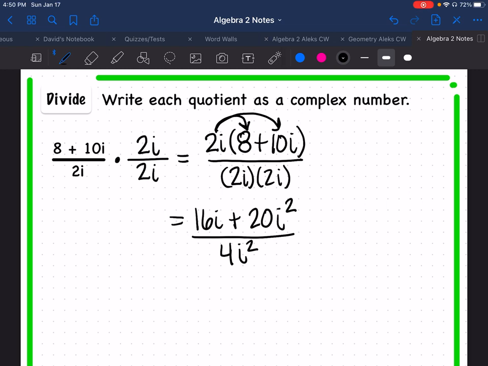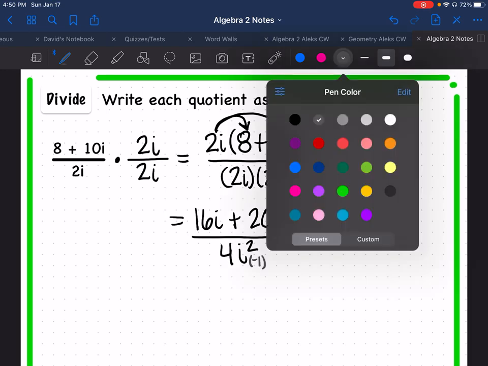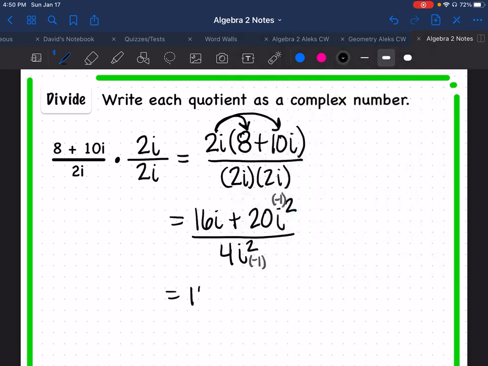Okay. Now remember this i squared is really negative 1, and this i squared is really negative 1. So what I really truly have here is 16i minus 20, because 20 times negative 1 gives me negative 20. And on the bottom, I have negative 4.